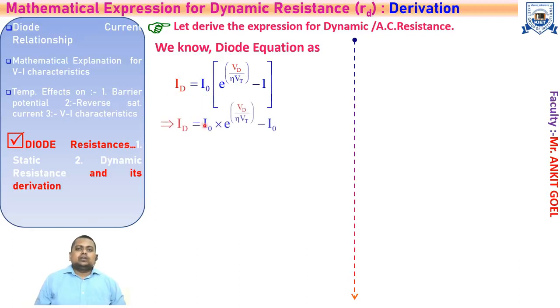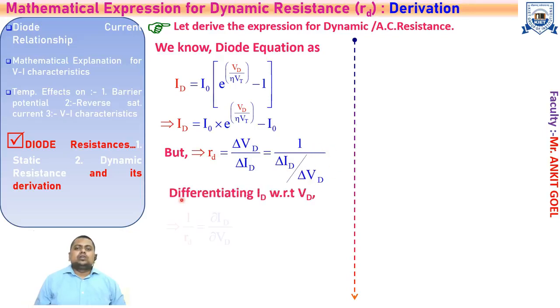Just multiplying by I naught, you will get the expression ID equals I naught into e raised to the power Vd upon eta Vt minus I naught. We already know that the dynamic resistance is given as the ratio of the change in the voltage to the change in the current, right? So take the reciprocal here. We can define 1 upon Rd as delta ID upon delta Vd. That is, we are partially differentiating the diode current with respect to Vd, keeping all other parameters constant. What are those parameters? I naught is constant, eta is constant, and Vt, the thermal voltage, is also treated as a constant.